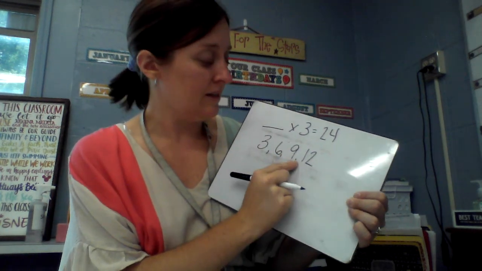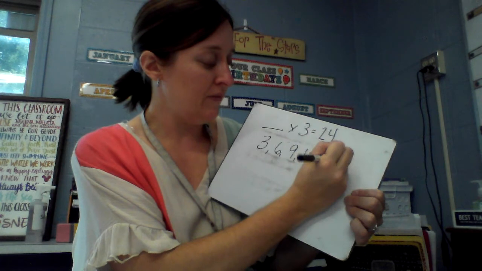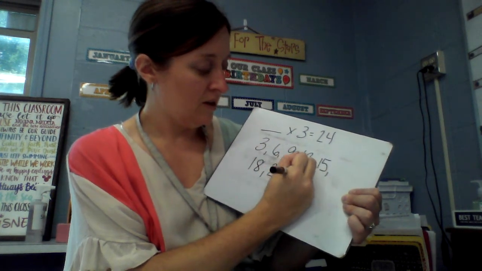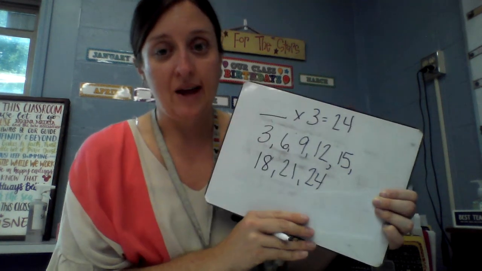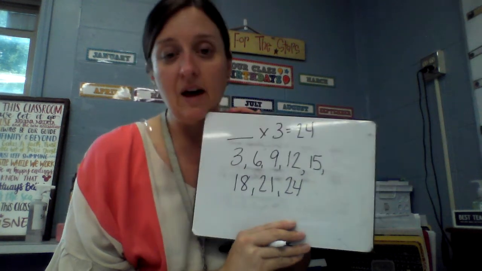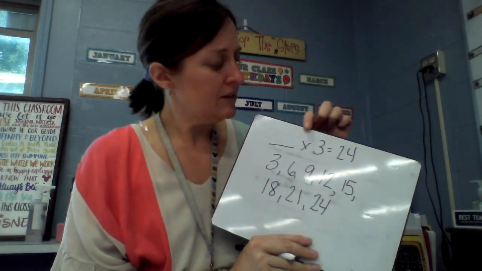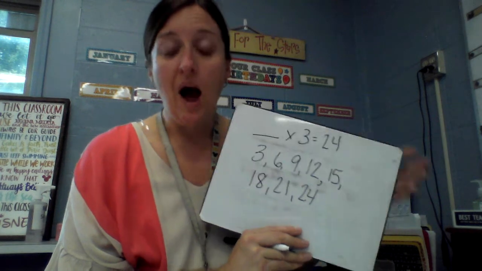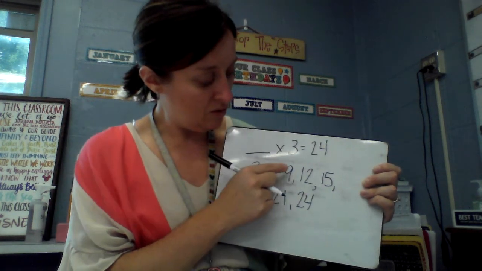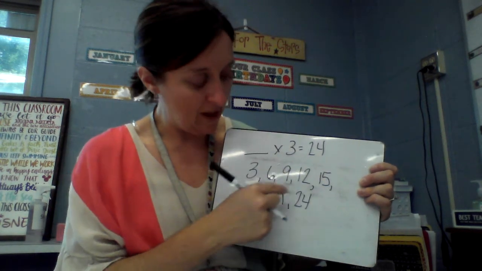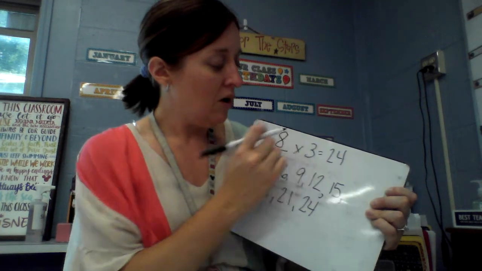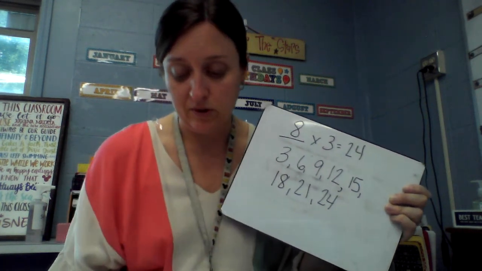3, 6, 9, 12, 15, 18, 21, 24. I stop because I'm at my product. I'm at my answer. So now to figure out what times 3 equals 24, I'm just going to count how many times I skip counted by 3. 1, 2, 3, 4, 5, 6, 7, 8 times. So now I know that 8 threes, or 8 times 3, equals 24.